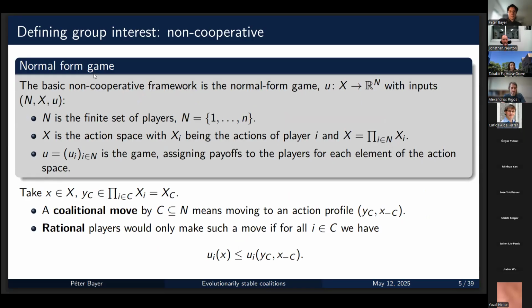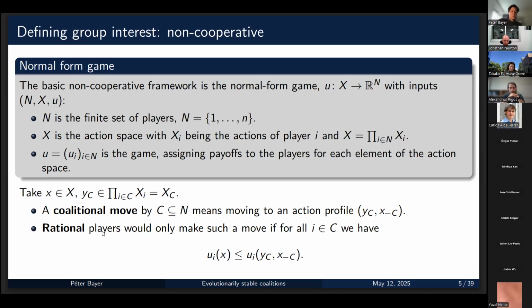Just the basics. I have a normal form game, U mapping from the strategy space to R to the power of n. N is the finite set of players, X is an action space, Xi the actions of player i, and U is the game. Then I have a status quo X, an action profile, and I have Y sub C, which is just a designated action profile for members of this coalition C that is a subset of N, which I forgot here. So then we say a coalitional move is just me taking the game from X to (Y_C, X_-C). So I'm changing the behavior of everyone in C to this Y_C.